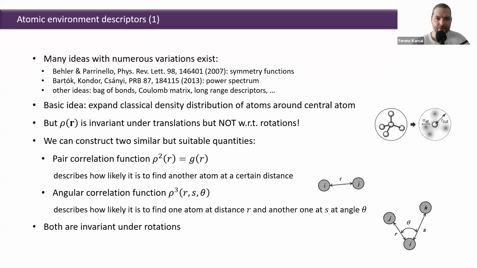These are pair and angular correlation functions. I will also call them sometimes pair descriptor, angular descriptor, two-body descriptor, three-body descriptor. So sorry if I mix them up, but we have many names for them. The first one is this pair correlation function. It measures the distance r between a central atom I and its neighbor atoms j, involving only two bodies.